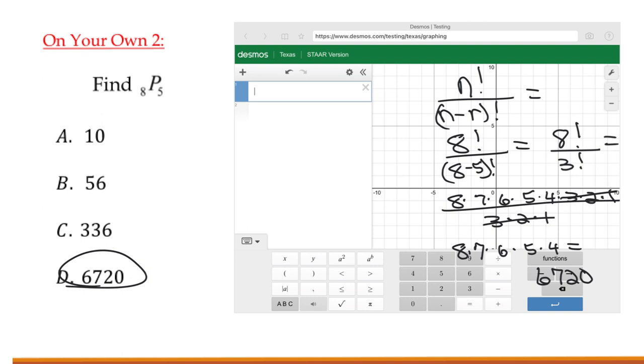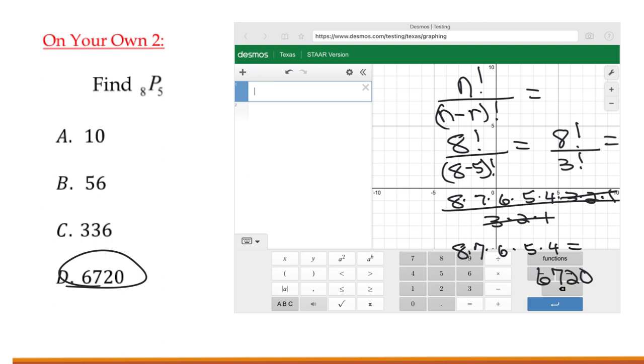All right, we are finding the value of the permutation where n is equal to 8 and r is equal to 5. And what I did is I plugged into my formula n factorial over n minus r factorial, and it ended up being 8 factorial over 3 factorial. So I expand 8 times 7 times 6 times 5 times 4 times 3 times 2 times 1 over 3 times 2 times 1. The 3 times 2 times 1's cancel. It gives me 8 times 7 times 6 times 5 times 4, which is 6,720.